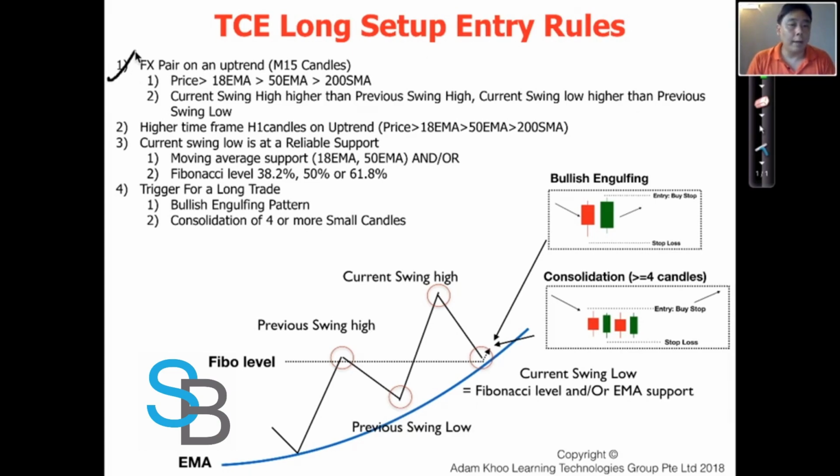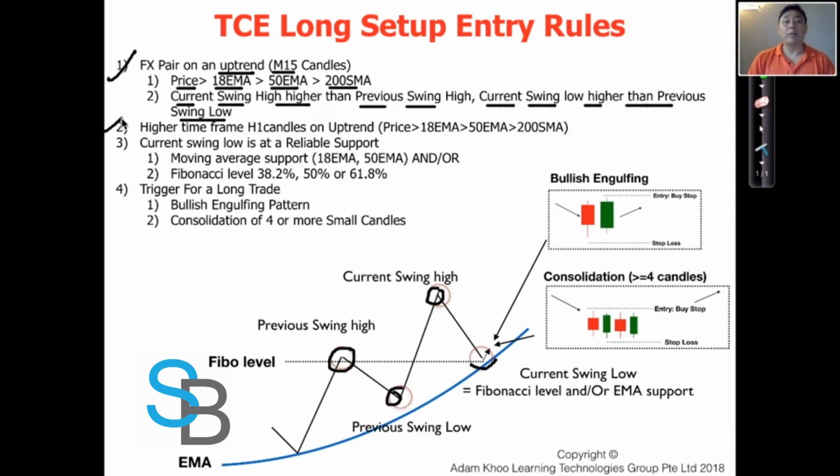So again, step one, ensure that the pair is on an uptrend on the 15-minute candle time frame. So again, price is above the 18 EMA, 18 above 50, 50 above 200. Okay, and we want to see the current swing high higher than the previous swing high, and the current swing low higher than the previous swing low. All right, so that's the first step. So again, you want to see higher highs and higher lows.